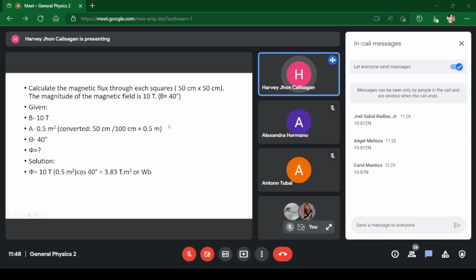Since the unit of area is in meters squared, we have 0.5 meters squared, so just change the unit to meters squared here. And then we have a 40-degree angle. So solve for the magnetic flux. We have 10 Tesla times 0.5 meters squared times cosine 40. Multiply everything, then you'll have 3.83 Tesla meter squared or Weber.